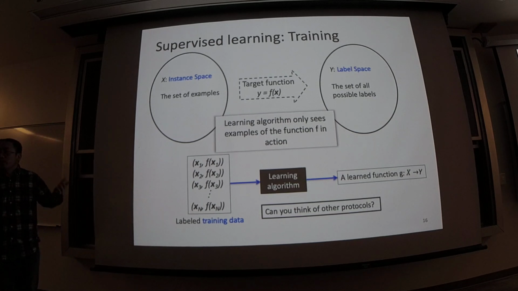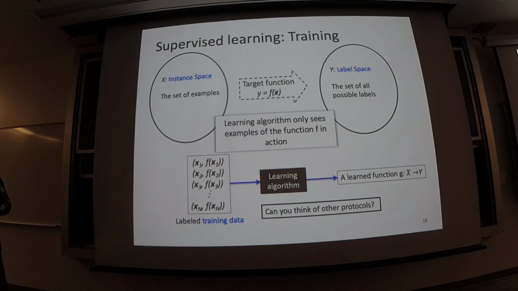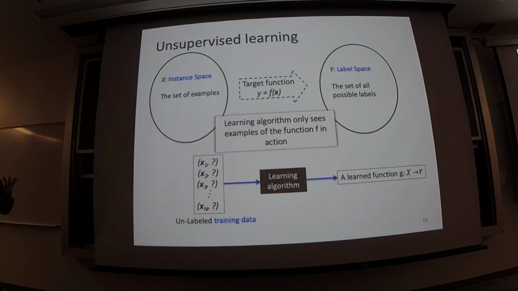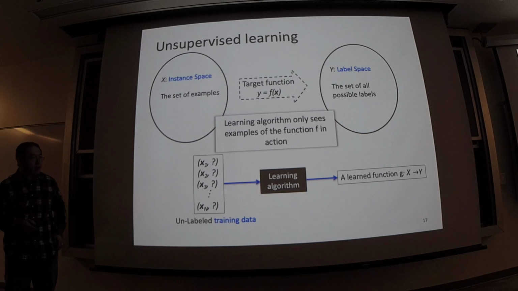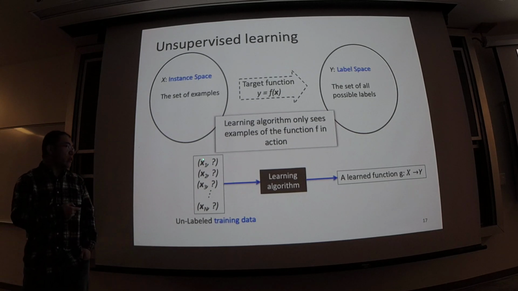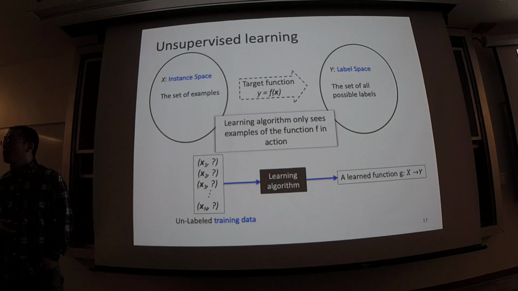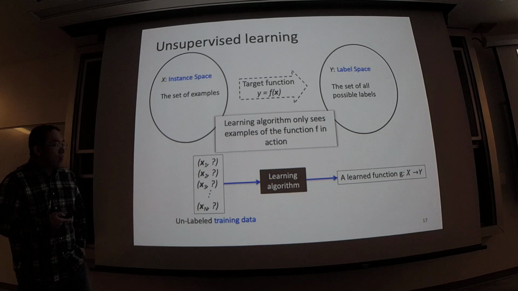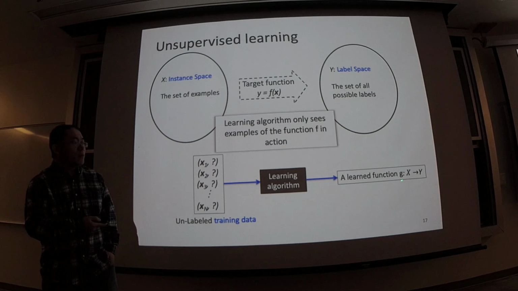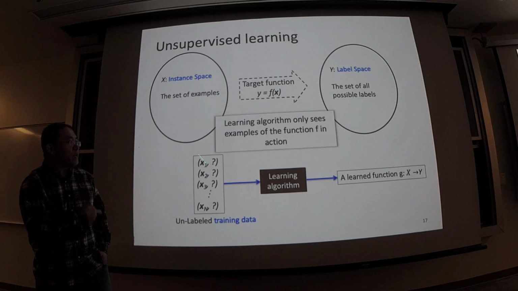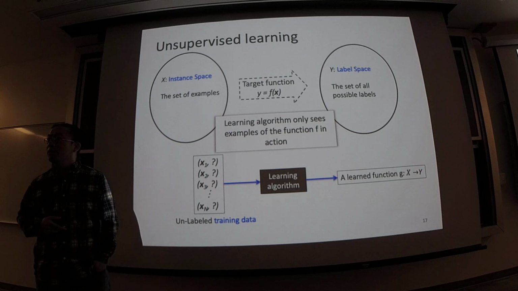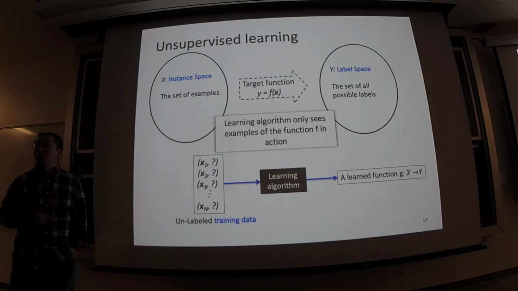But obviously, we can change this protocol a little bit, right? Then it corresponds to another branch of machine learning. So what if I do not provide labels? What if I want to develop another type of learning algorithm such that my input is just a set of unlabeled training examples, unlabeled instances, right? Can I still output a learned function which maps the instance in the instance space to the labels in the label space? This is called unsupervised learning.